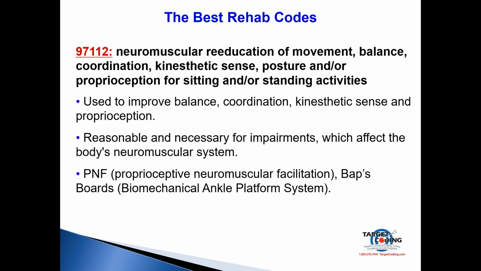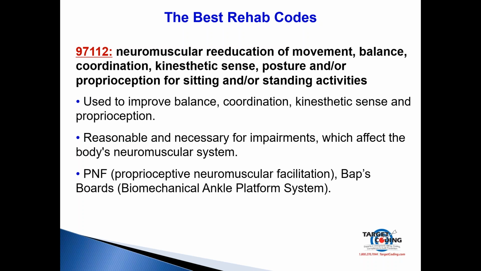Next, 97112, neuromuscular reeducation of movement, balance, coordination, kinesthetic sense, posture and/or proprioception for sitting and/or standing activities. Very nice code. Most insurance companies will pay chiropractors for this service. Most insurance companies pay physical therapists for this service.